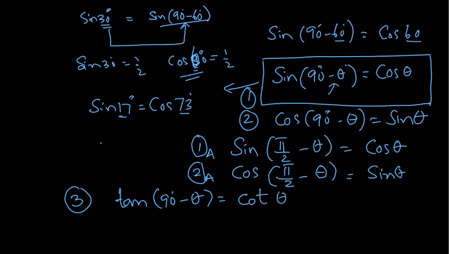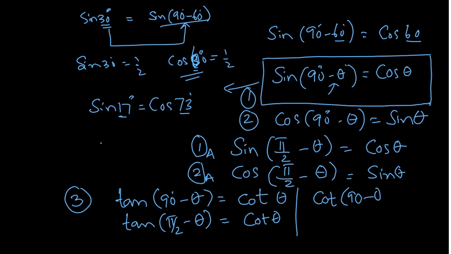Cot. Okay. Same, tan pi by 2 minus theta is cot theta. So cot 90 minus theta equals tan theta. Cot pi by 2 minus theta equals tan theta. The same thing holds good for secant and cosecant also. That's the fourth pair.